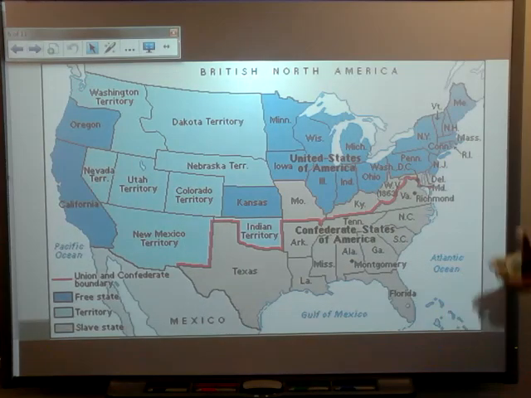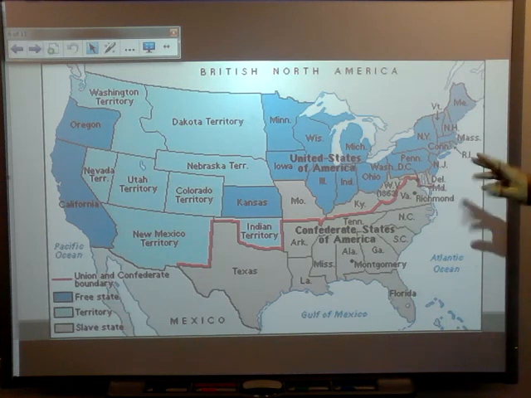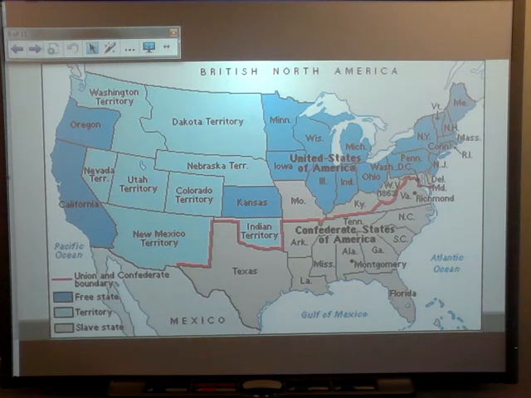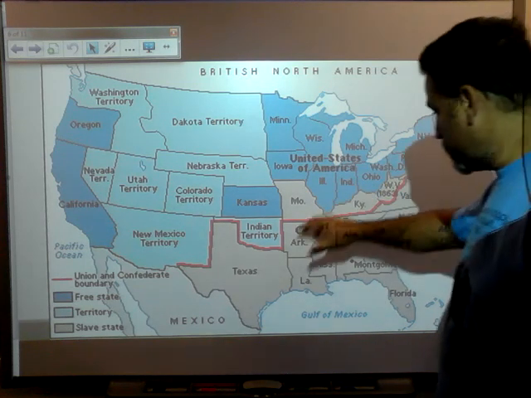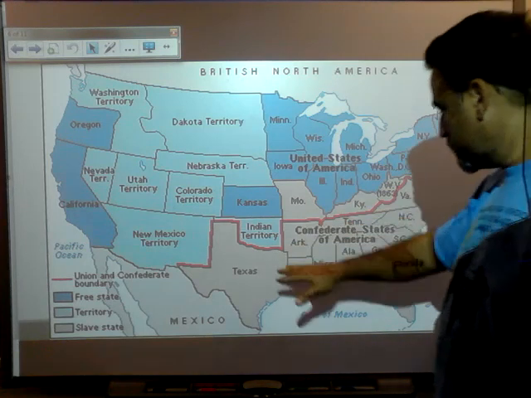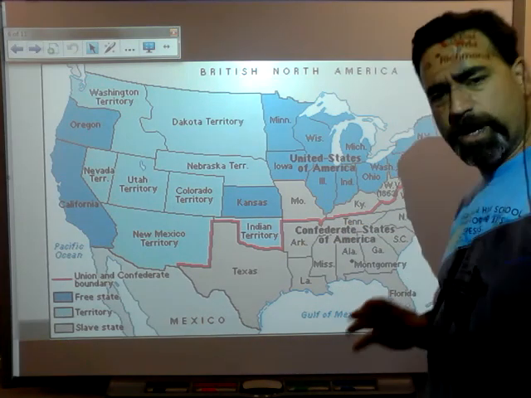And here's what we look like. Here's the map. The dark blue states are your free states, and also turn out to be your Union states. This red line, of course, designates that north of the red line are your Union states, and your tan are your slave states. The red line, of course, designating the Confederate states. Well, wait a minute now.